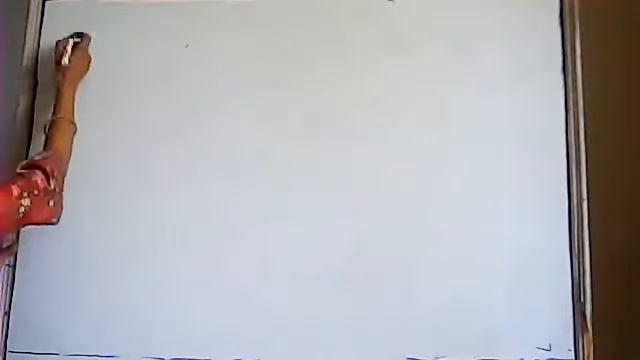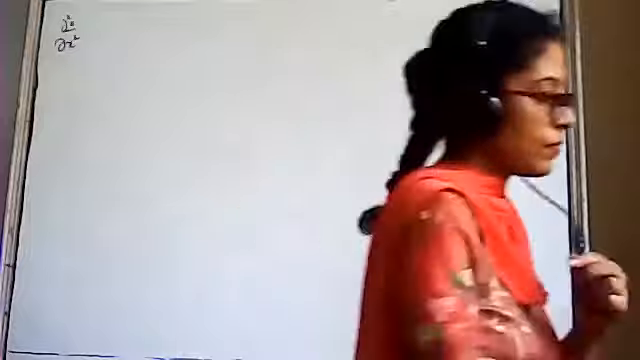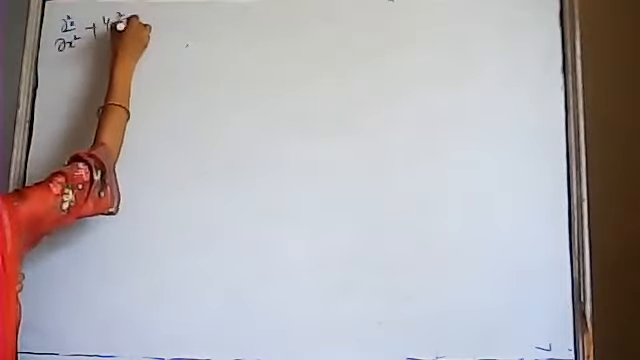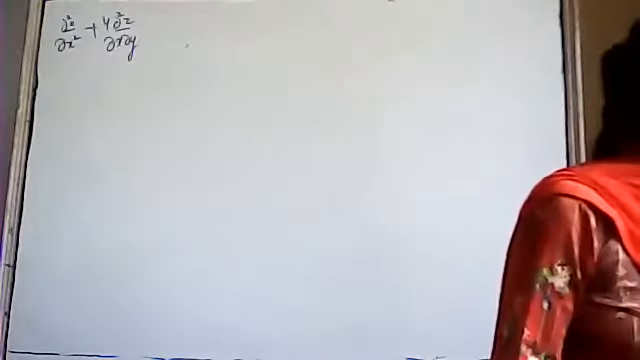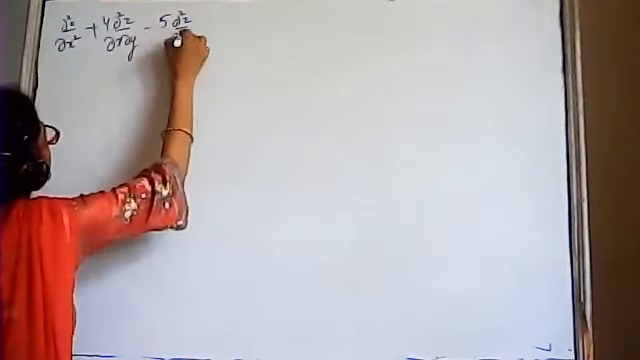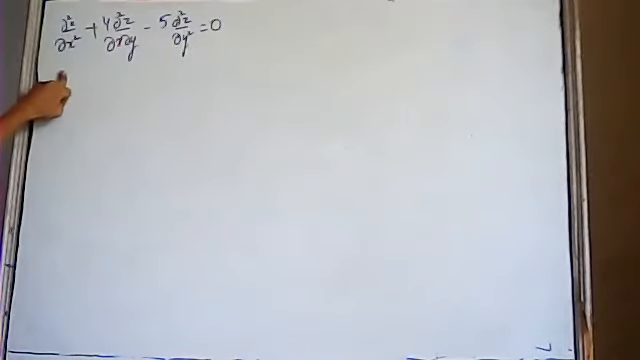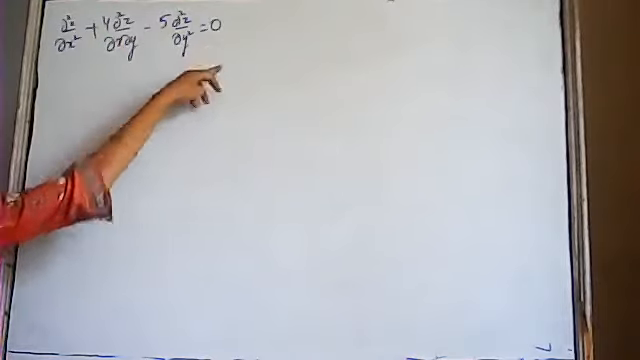Solve the equation: ∂²z/∂x² + 4 ∂²z/∂x∂y − 5 ∂²z/∂y² = 0. Solve this equation: ∂²z/∂x² plus 4 times ∂²z/∂x∂y minus 5 times ∂²z/∂y² is equal to 0.